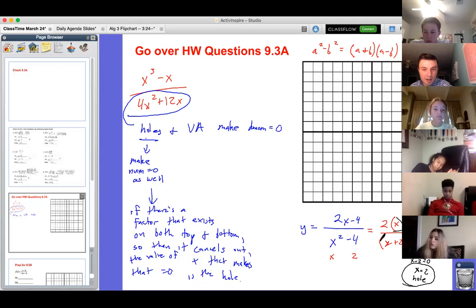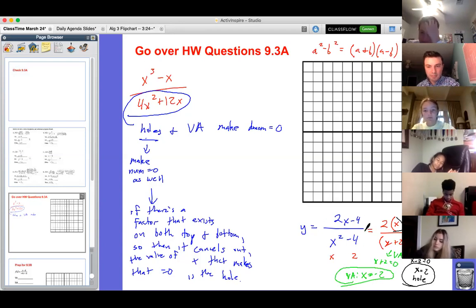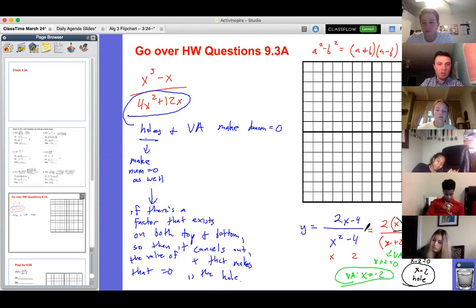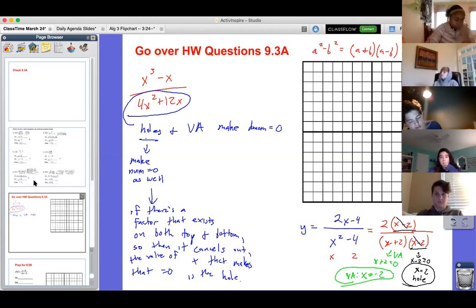Anything else remaining in the denominator that doesn't get canceled out, those are our vertical asymptotes. So we set x plus 2 equal to 0, solve it, subtract 2, we get x equals negative 2 is our vertical asymptote. For this made up problem I made up down here, there's a factor that exists on both top and bottom. Any questions differentiating vertical asymptotes and holes? Okay.